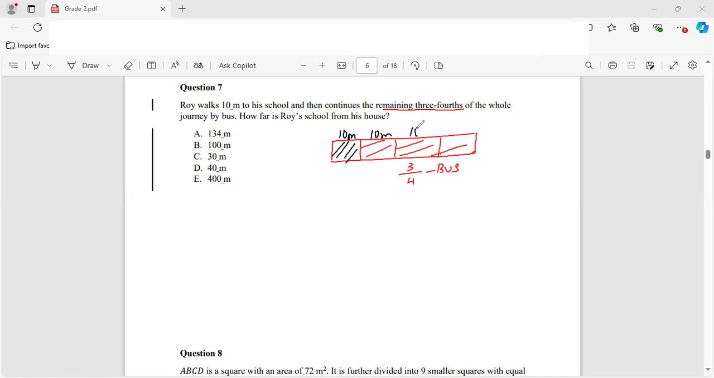So total journey will be how much? Because we have 4 boxes, so it will be 10 plus 10 plus 10 plus 10, which is 40. So my answer for question 7 will be 40.